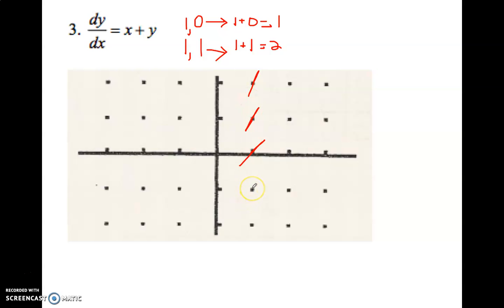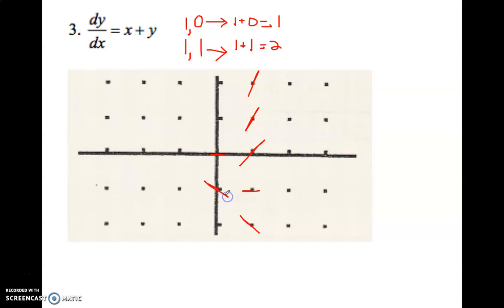And if we go down to 1, -1, that's going to be 0. It's a flat slope of 0. And if we go to 1, -2, we're adding 1 plus -2. 1 plus -2 is -1. So we're going to repeat this up here. Okay, and then 0, 0 will be 0, flat. 0, -1 would be a slope of -1.